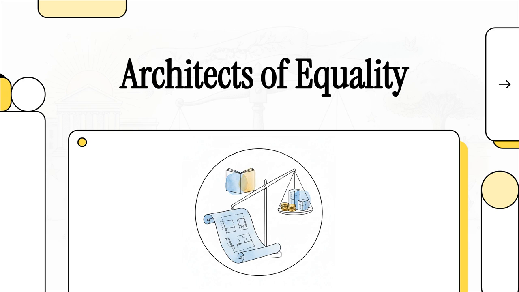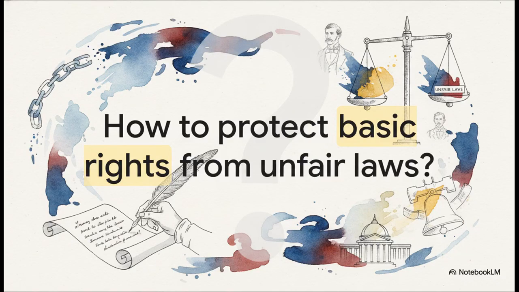You know, this isn't just dusty history. It's literally the backbone of equality in the U.S., connecting the Reconstruction era right up to modern civil rights struggles. But before we get into the weeds, I want you to really think about this critical question. How do we actually protect our basic rights from unfair local laws? Historically, finding an answer to this wasn't just some abstract debate for politicians. It was, quite literally, a matter of life and liberty for millions of people.